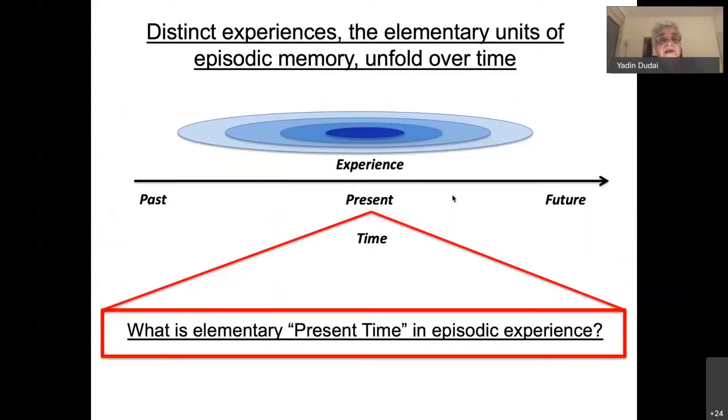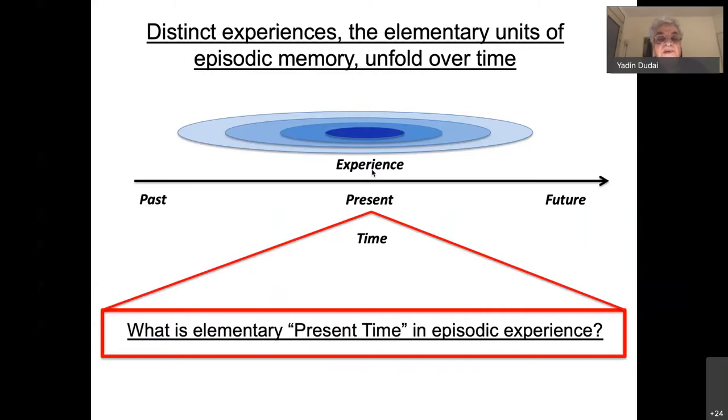However, I come to the issue, and that's the story I wish to tell you in this part of the talk, till the end. What is present time in terms of episodic experience? Our experiences in life later become our episodic memories. What is the elementary present time in episodic experience? So we come back to that cartoon, which tells us that there is a present, a past and a future. We don't expect the present to be a step function of a millisecond. We expect it to unfold over time.